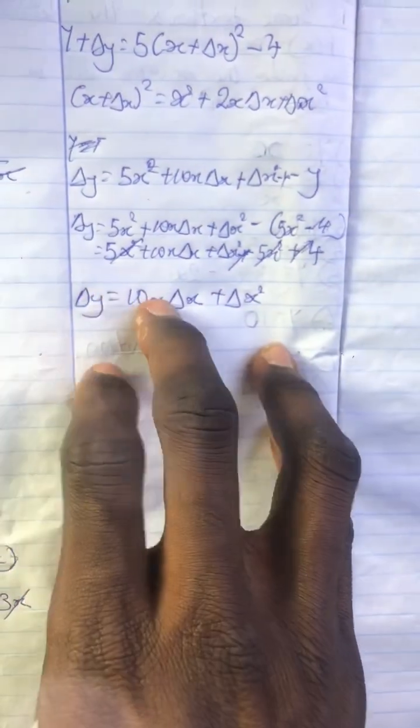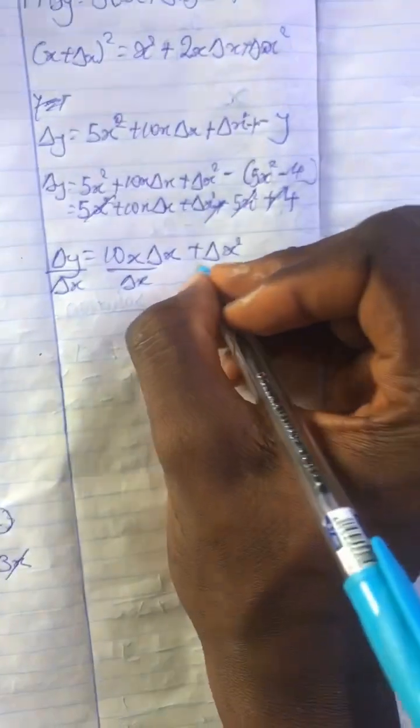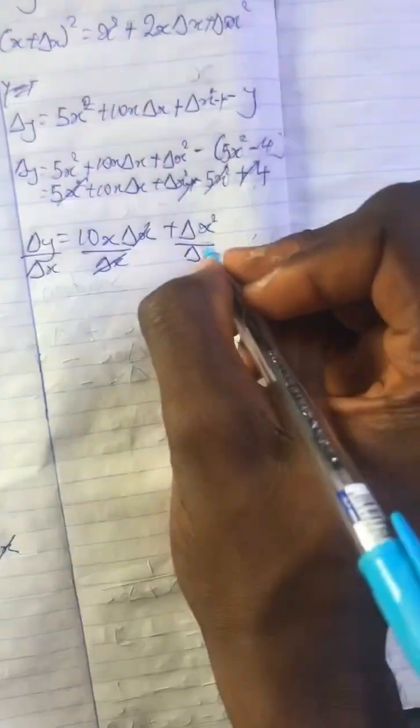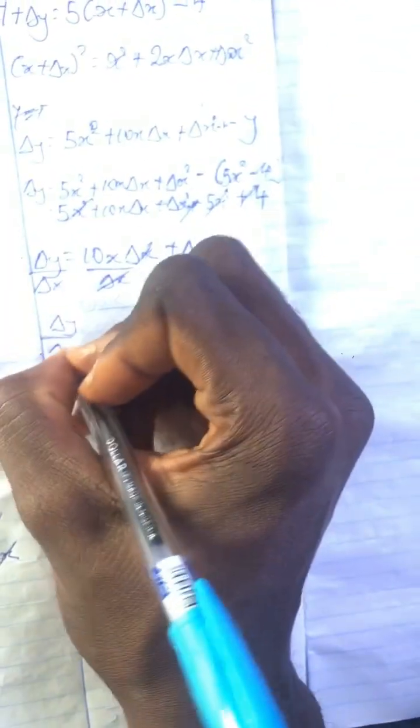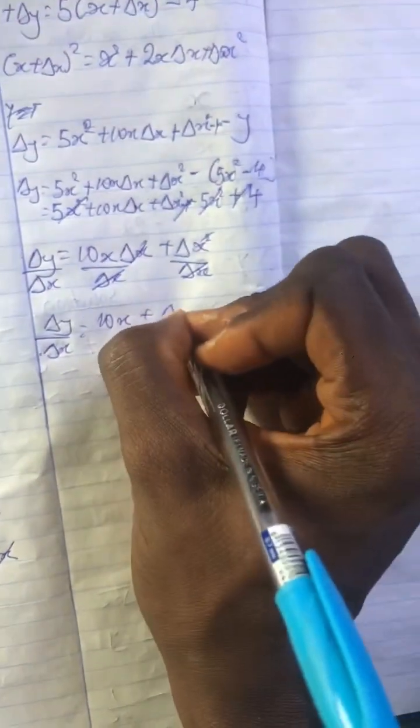Yes, they divide both sides by what? Change in x. Change in x over change in x. So this cancels this. Then this cancels this. So we have 10x plus change in x.